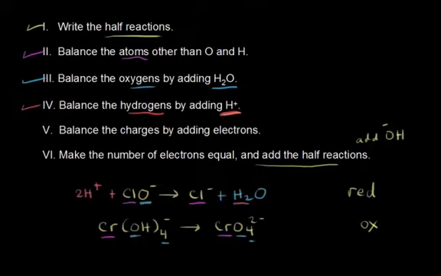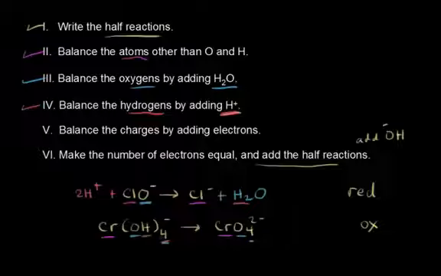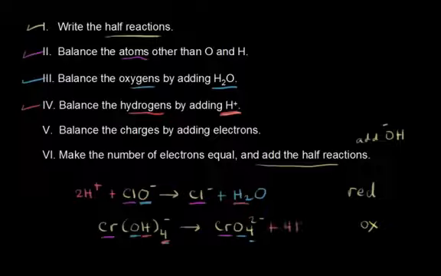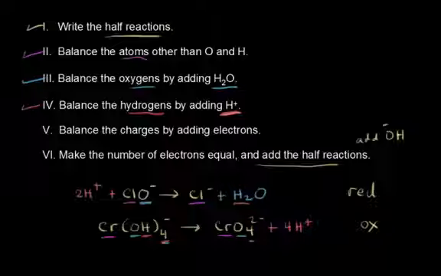For my oxidation half reaction, remember, this 4 applies to the hydrogen as well, so I have 4 hydrogens on the left and none on the right side of my oxidation half reaction. So I need 4 on the right. I'm going to add those in the form of protons. So 4H plus on the right side. Next, we're going to add electrons to balance charge.